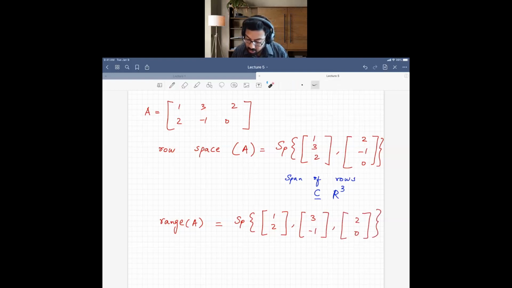And any linear combination, k1 times this, plus k2 times this, plus k3 times this, any linear combination of these three vectors is going to be defining the range of A. And you can see that it is going to be a subset of R squared. So over here we are doing span of the columns.